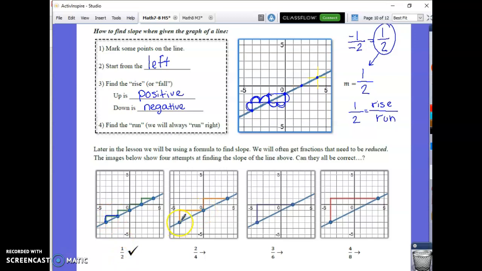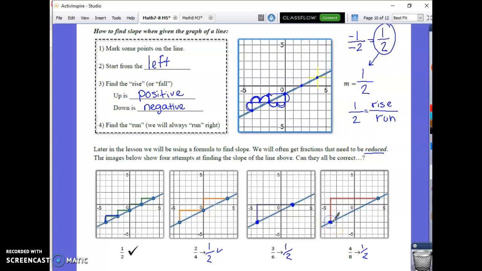Let's look at this one though. They went up 2 and over 4, so a rise of 2 and a run of 4. Well, if we reduce that, what do we get? 1/2. Well, that checks out, right? That's the same exact slope. So it doesn't matter which 2 points you choose. As long as you do the math correct, you should end up with the same exact slope. Make sure you reduce though, okay? Because they have to be reduced.